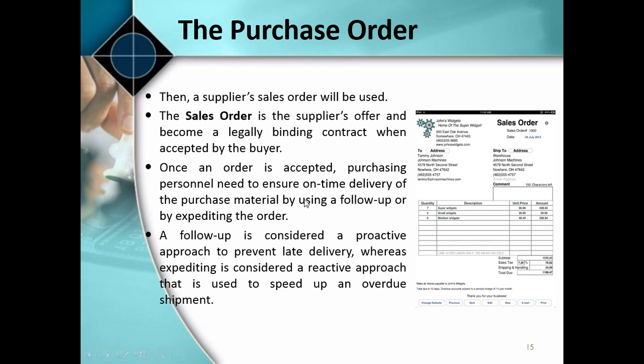Okay, once an order is accepted, purchasing personnel need to ensure on-time delivery of purchased material by using follow-up or by expediting the order. Okay, so bila kita dah terima order kita tu, purchasing personnel ni adalah someone daripada purchasing department lah. Okay, so dia kena make sure dia terima barang tu on time, then dia akan buatlah follow-up based on the order. Okay. So a follow-up kita consider as a proactive approach to prevent late delivery, whereas expediting is considered a reactive approach that is used to speed up an overdue shipment.